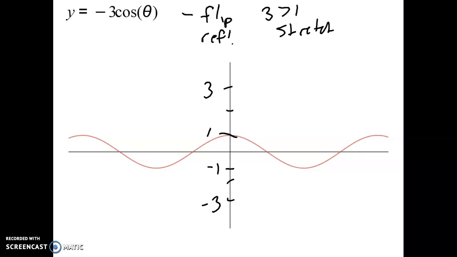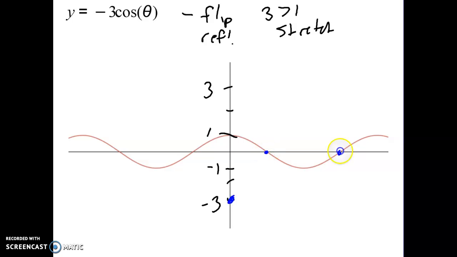Okay, so I need to do two things. I need to reflect it, and I also need to stretch it. So this point that was right here at +1, I'm going to have to reflect it down below the x-axis and then also stretch it. That's going to end up being down here on -3. My points that are on the axis stay on the axis.